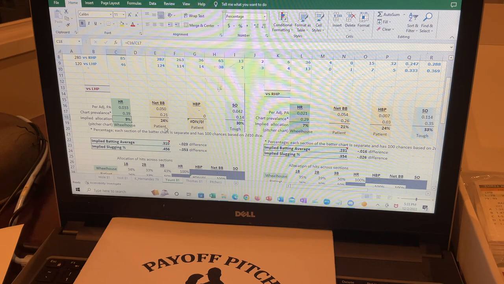And so from this, I determined that somewhere around 7 to 9% of the pitcher card should be allocated to wheelhouse. Somewhere in the low 20s should be allocated to patient, and somewhere in the low 30s should be allocated to strikeouts. I can't explain why this pops up as different amounts. Could be rounding, it could be something about the construct of the game that I don't understand, I don't know.